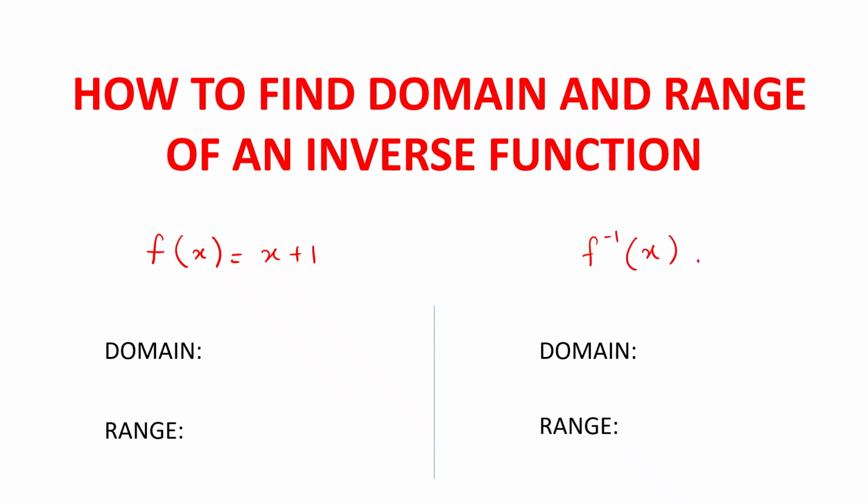It's very simple. First, find out the domain and range of this given function. As it is a linear function, its domain and range both will be the set of real numbers. Now, for the domain and range of the inverse function, swap domain and range. This means the domain becomes the range for an inverse function and the range becomes the domain for an inverse function.